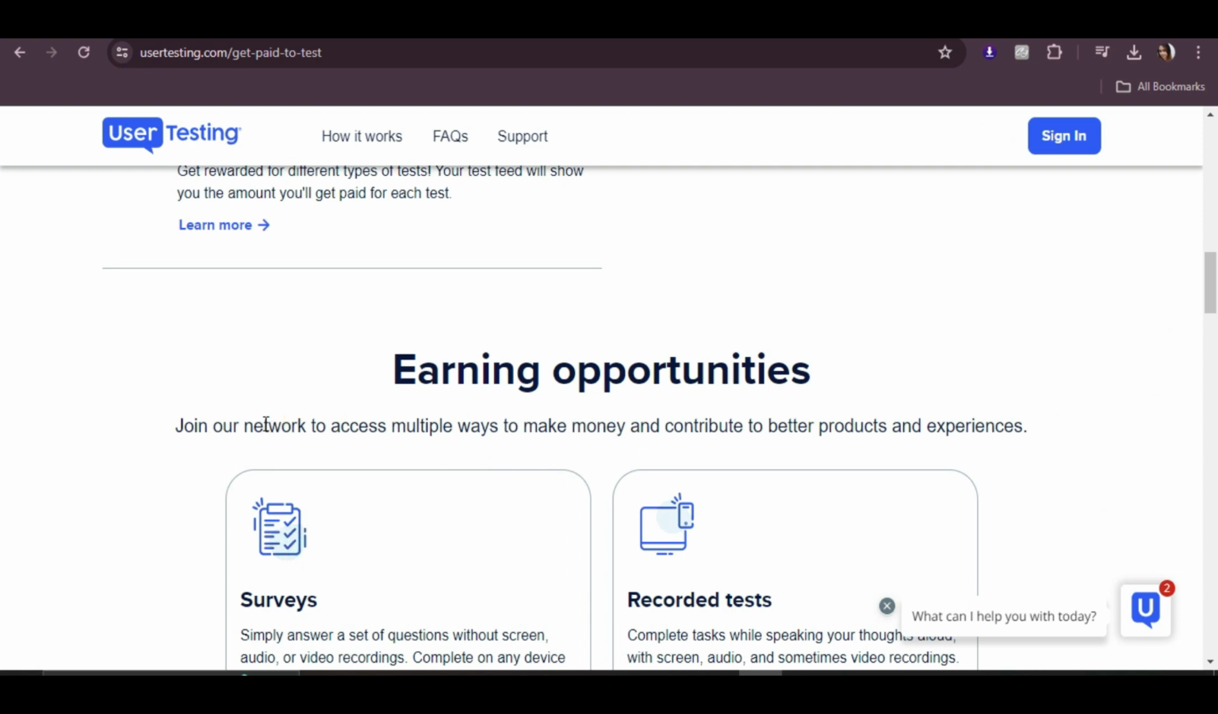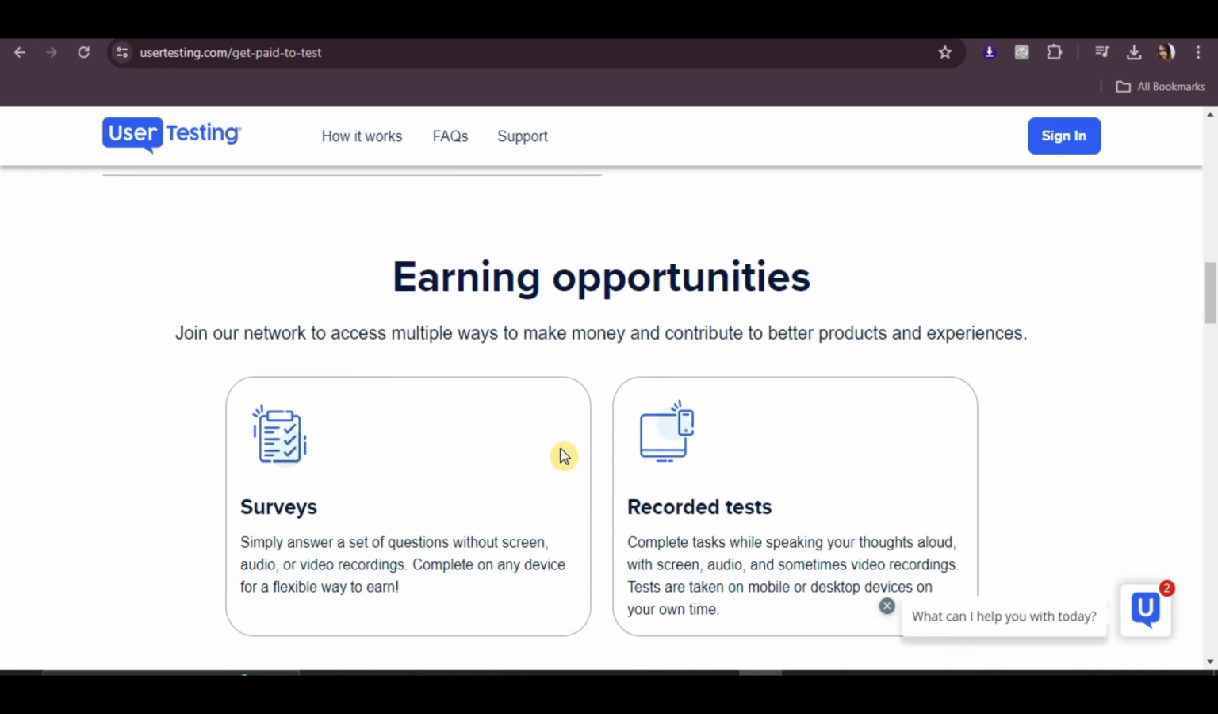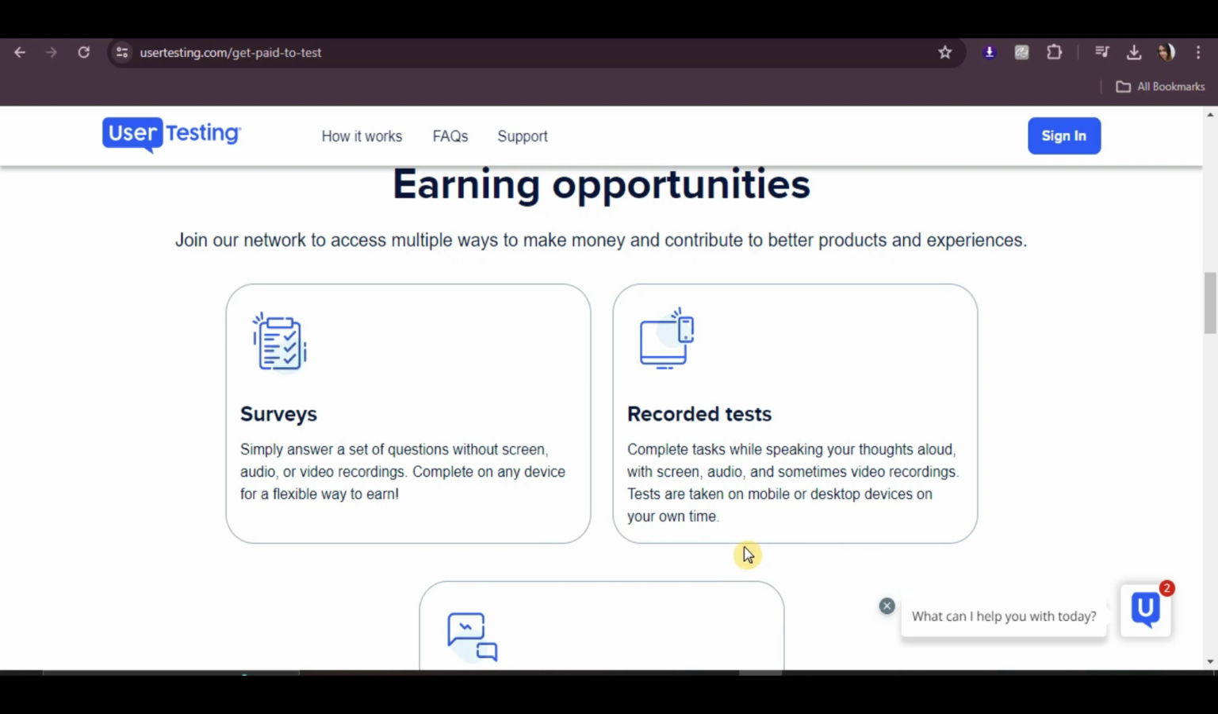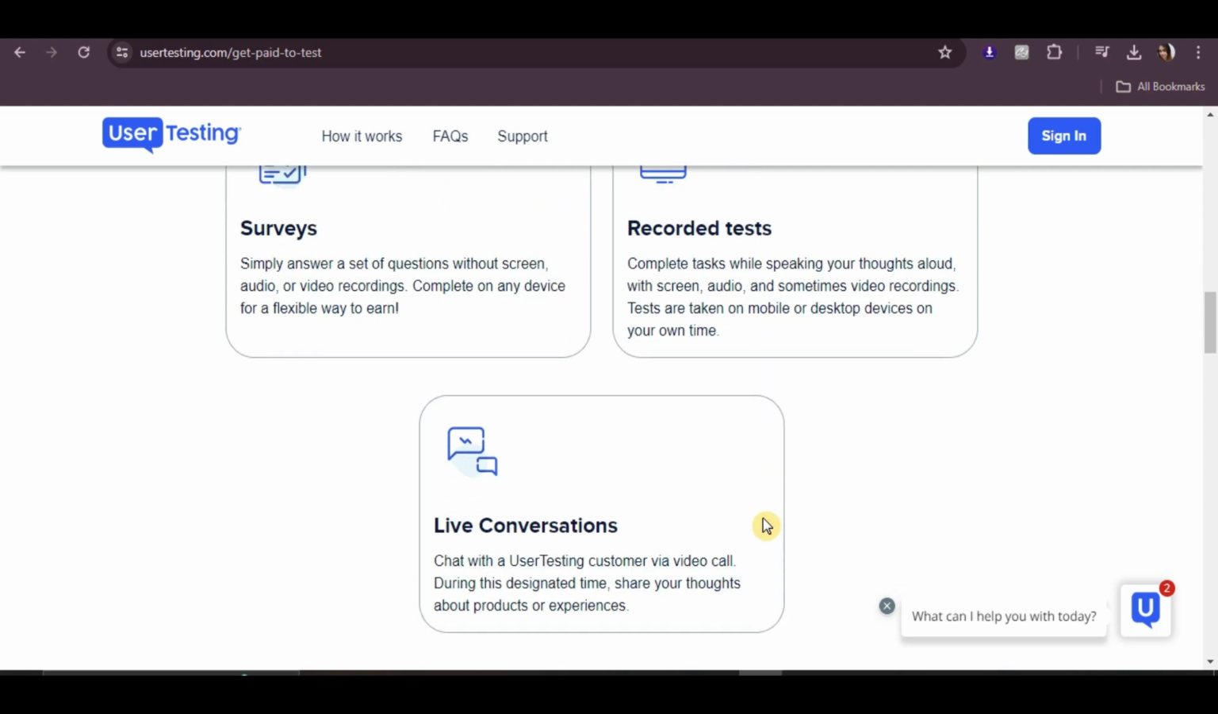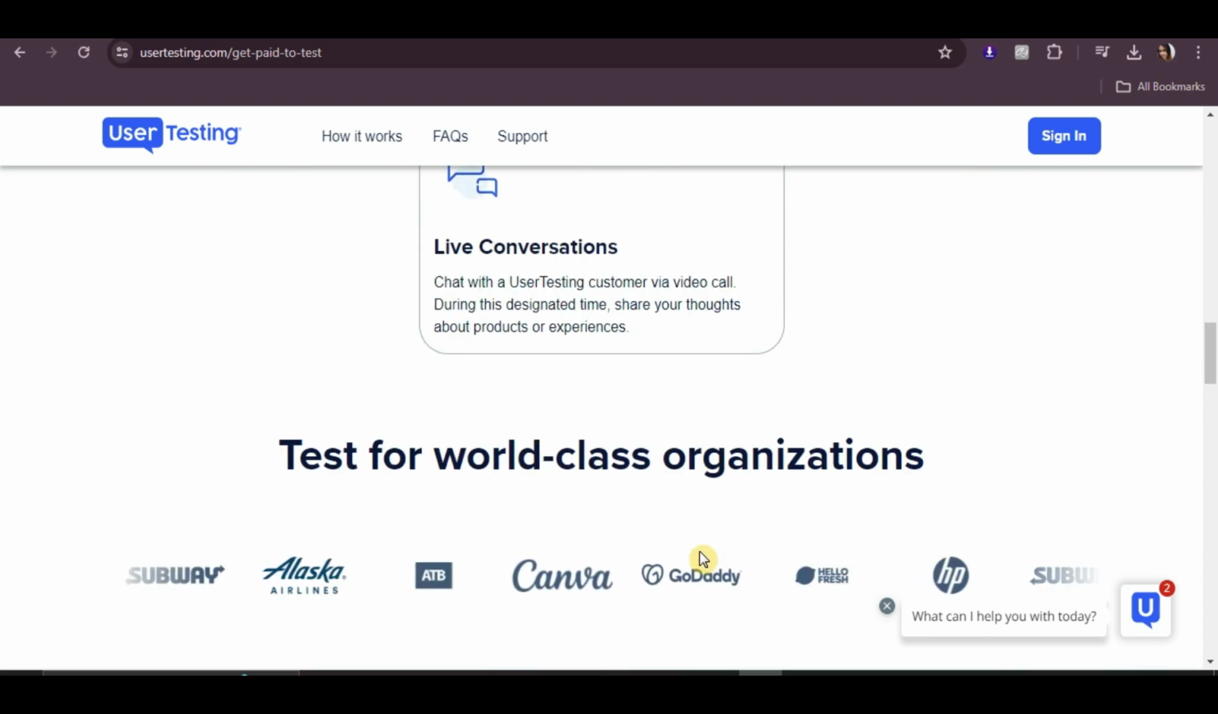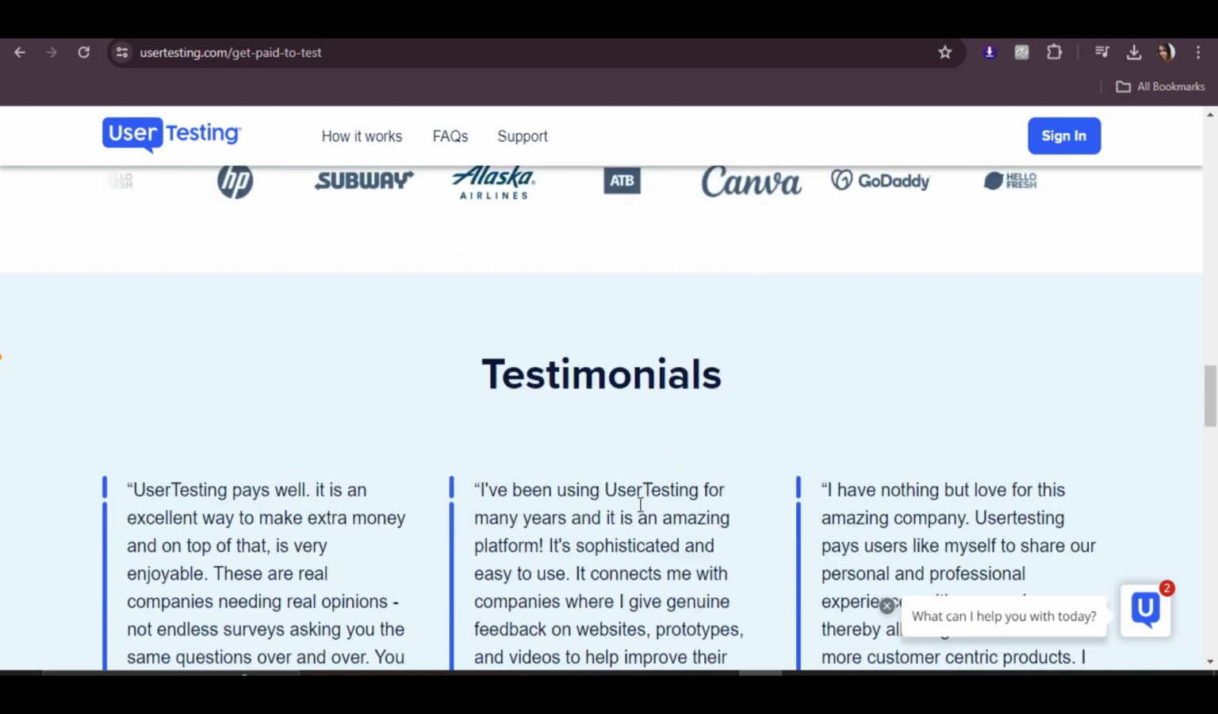While user testing can be a great way to earn some extra income, there are several disadvantages to consider, such as inconsistent income, low pay for some tests, high standards for feedback, and potential privacy concerns. It is best suited for those looking for supplemental income and who are comfortable with the fluctuating availability of work and the technical requirements involved.